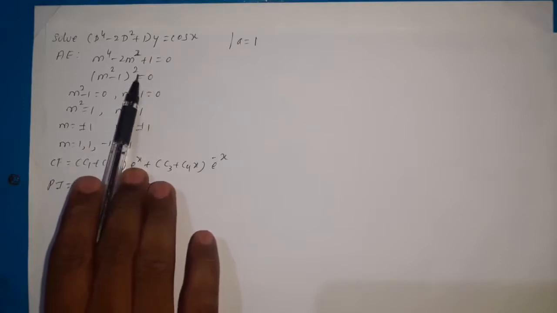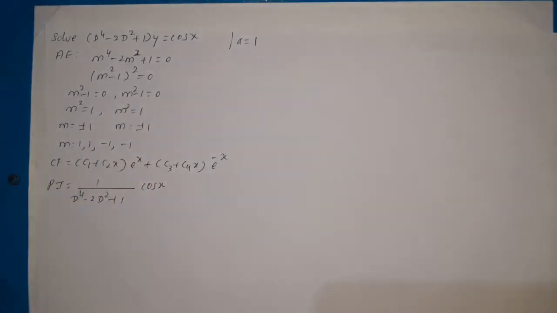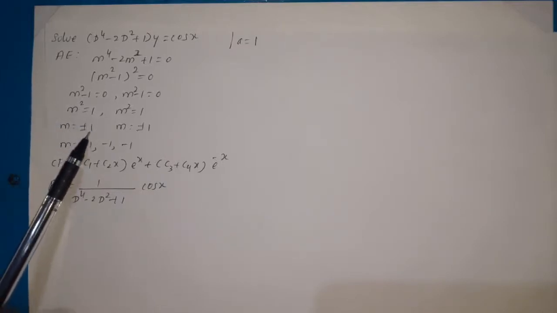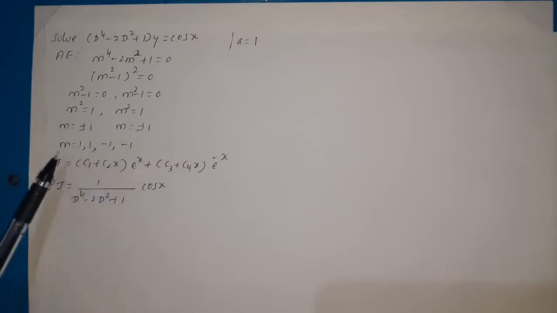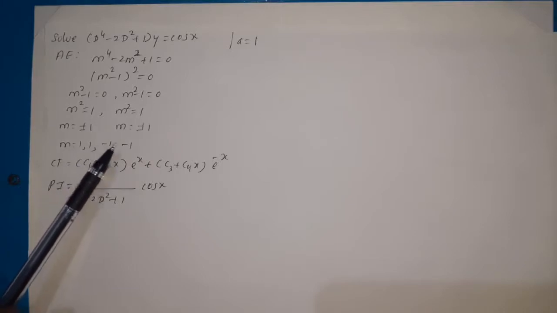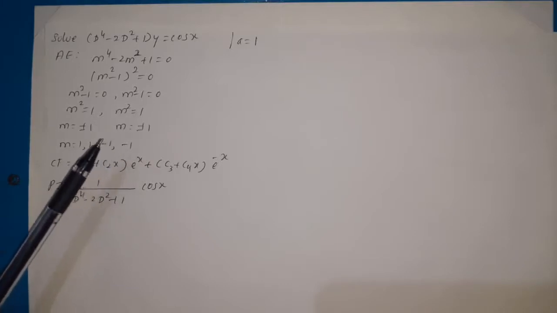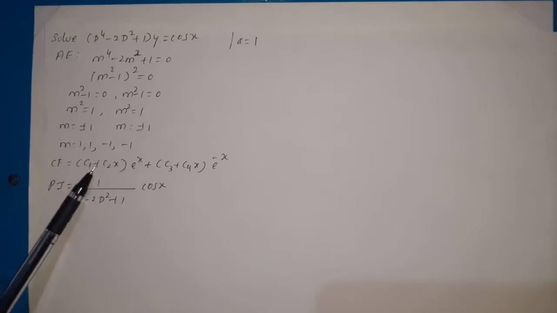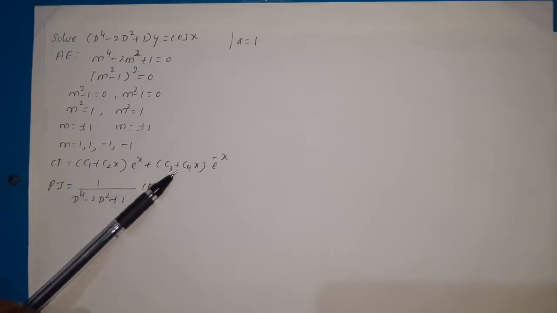So here it is squared, which means there are two same factors, hence m^2 - 1 = 0 and m^2 - 1 = 0. Therefore m^2 = 1, m = plus or minus 1, here also m = plus or minus 1, so m takes the values 1, 1, -1, -1. Therefore here 1 is repeated twice and -1 is repeated twice. So the complementary function is (c1 + c2 x) e^x + (c3 + c4 x) e^(-x).